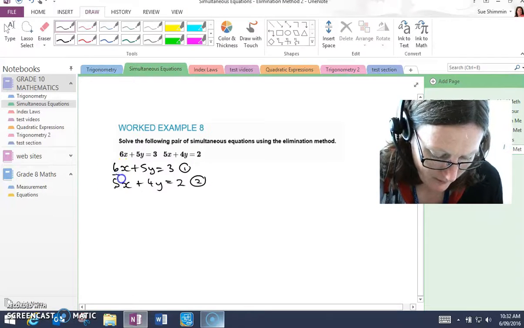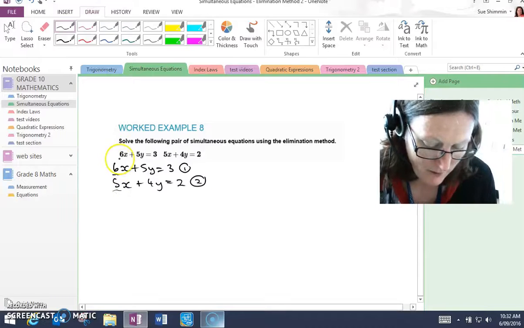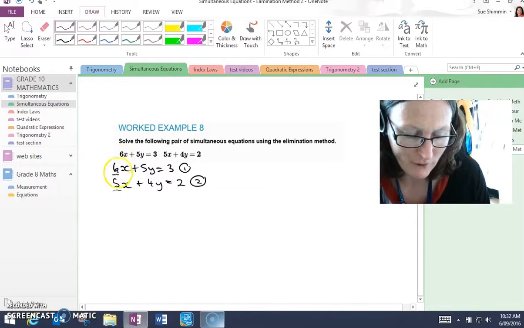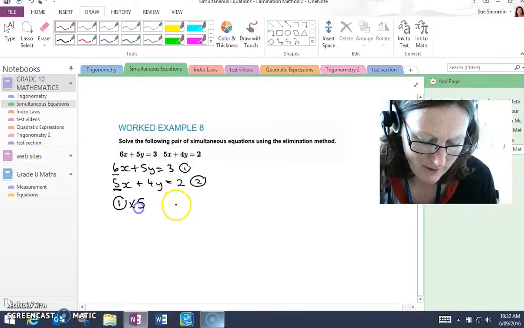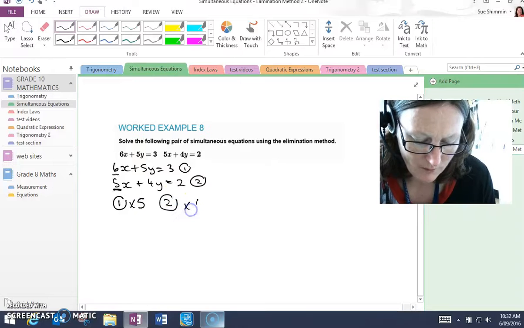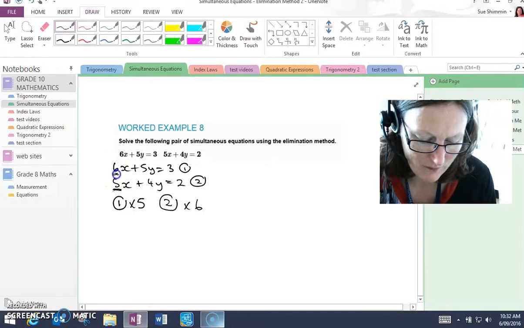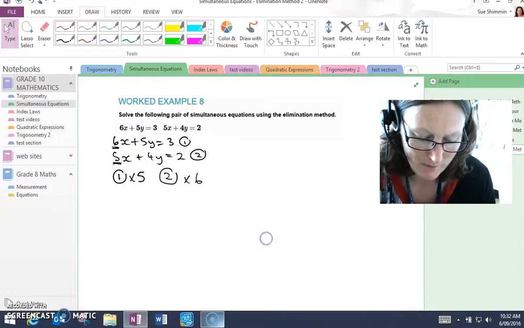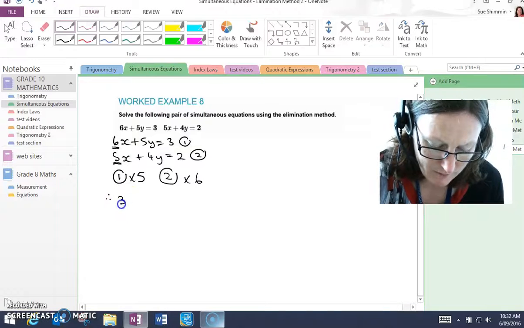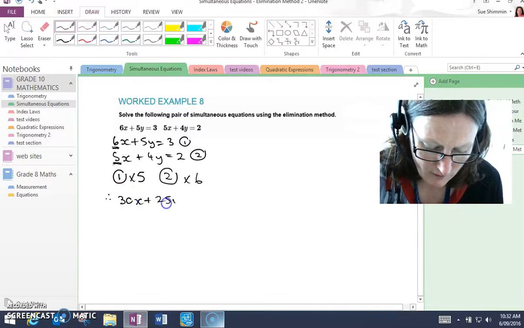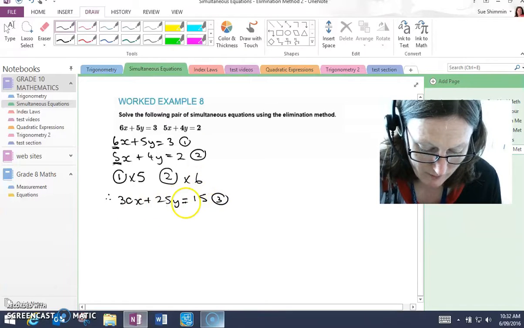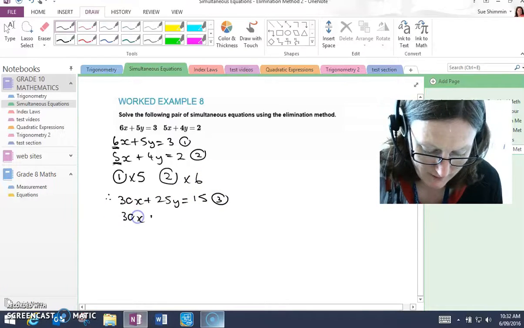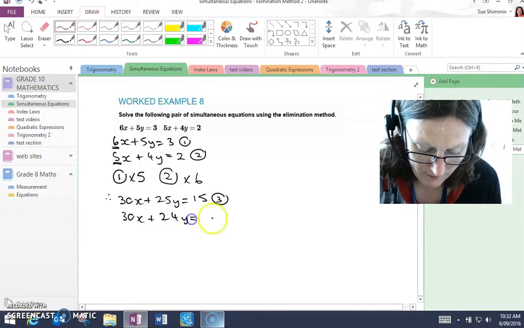One way to get a hint to do it is if we multiply the first equation by 5. How did I know 5? I look at what's in the second equation. If I multiply the first equation by 5 and the second equation by 6, in other words, the second equation by what's up in the first equation, let's see what happens. The first equation becomes 30x plus 25y is equal to 15. The second equation, if we multiply it by 6, becomes 30x plus 24y equals 12.